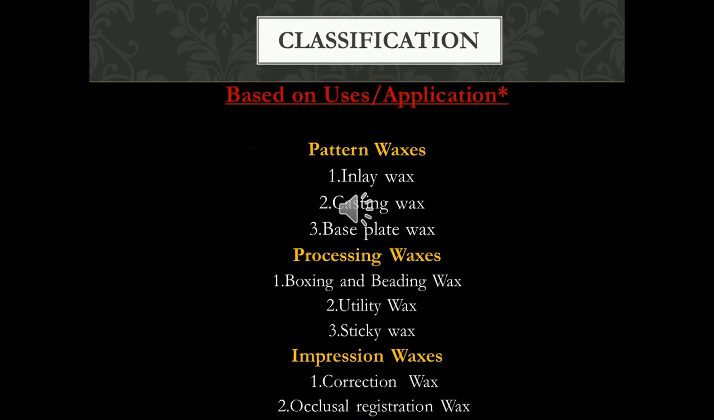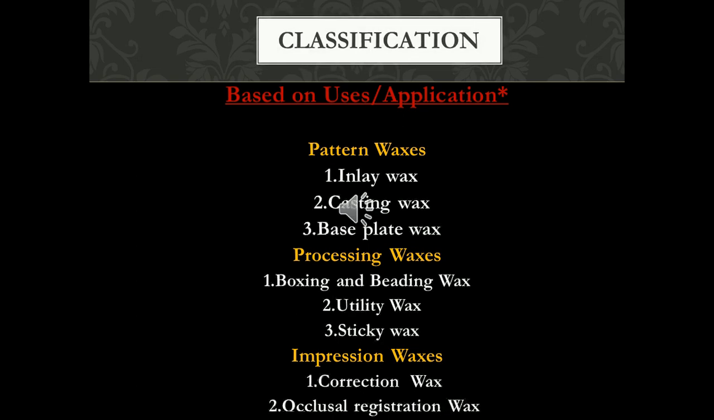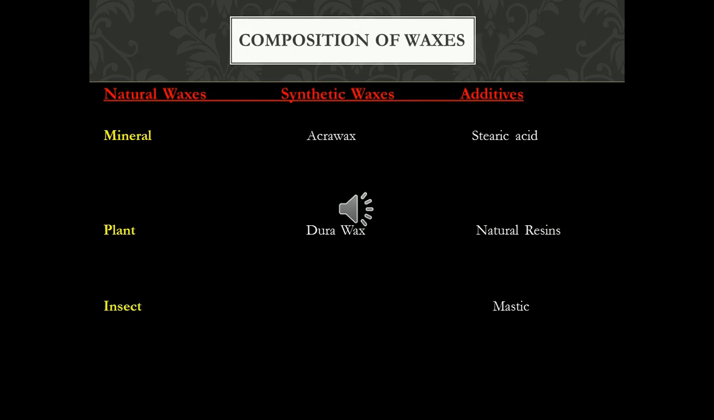Based on the uses or application, as I mentioned before, this classification is very important, especially with respect to your SEQ exam. There are basically three types of waxes: pattern waxes, processing waxes, and impression waxes. Pattern waxes are composed of inlay wax, casting wax, and base plate wax. Processing waxes are composed of boxing and beading wax, utility wax, and sticky wax. And finally, the impression waxes are composed of the corrective waxes or the occlusal or bite registration waxes. We will be dealing with all these waxes individually. So let's start by going over the general composition of waxes.